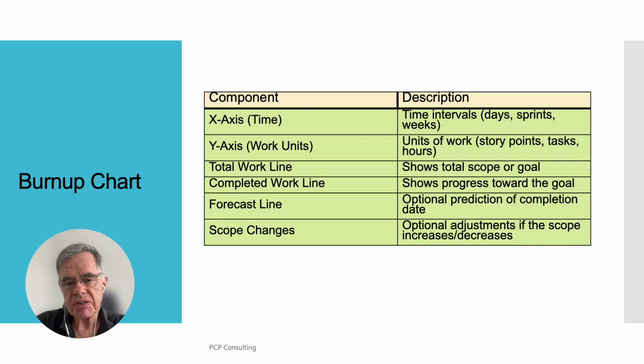Story points, tasks, hours. Total work line shows total scope or goal. Completed work line shows progress toward the goal. Forecast line: optional prediction of completion date. Scope changes: optional adjustments if the scope increases or decreases.